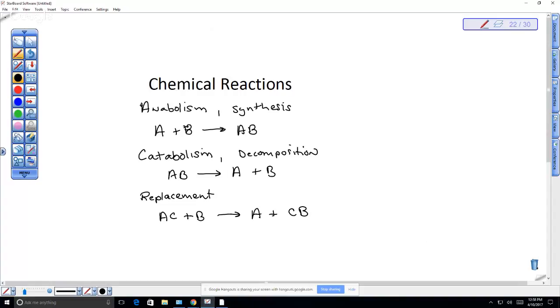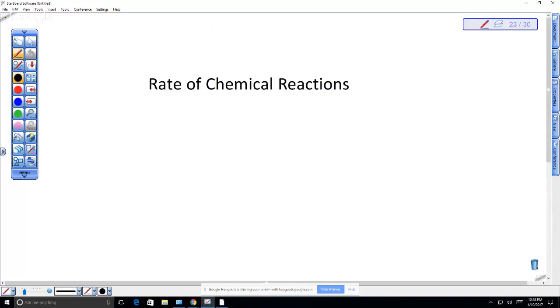So we can talk about the speed of reaction. And so there are some things that speed up chemical reactions. And these in general, we'll talk about the rate of chemical reactions. There we go. So this is the speed, the rate of chemical reactions. Okay. Temperature is something that influences chemical reactions.